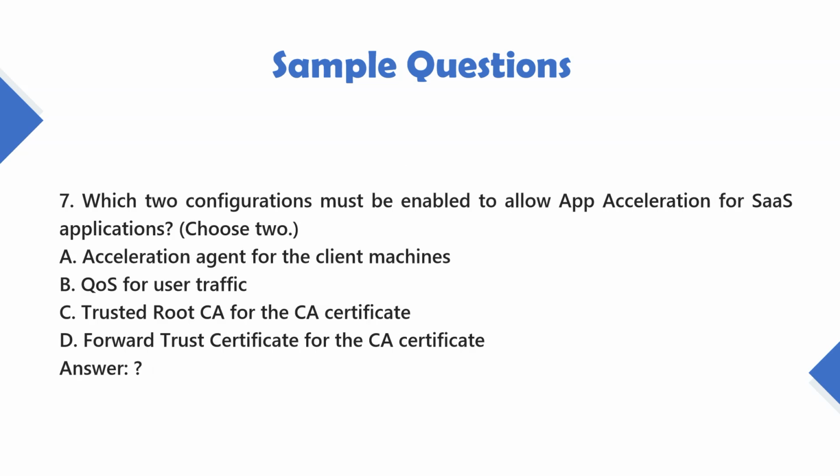7. Which two configurations must be enabled to allow app acceleration for SaaS applications? Choose 2. A. Acceleration agent for the client machines. B. CASB for user traffic. C. Trusted Root CA for the CA certificate. D. Forward Trust Certificate for the CA certificate.